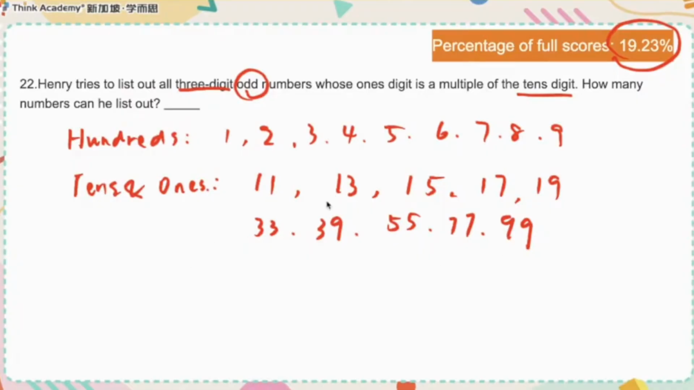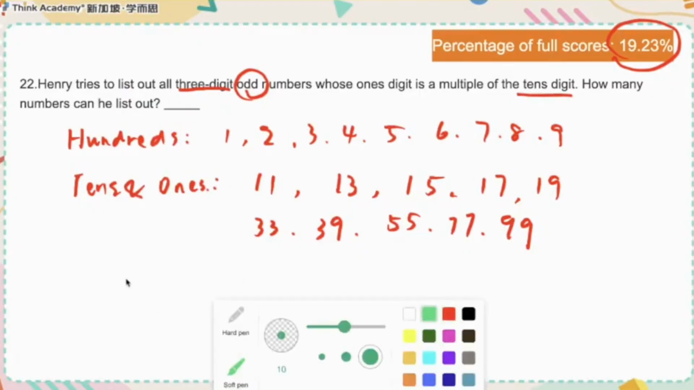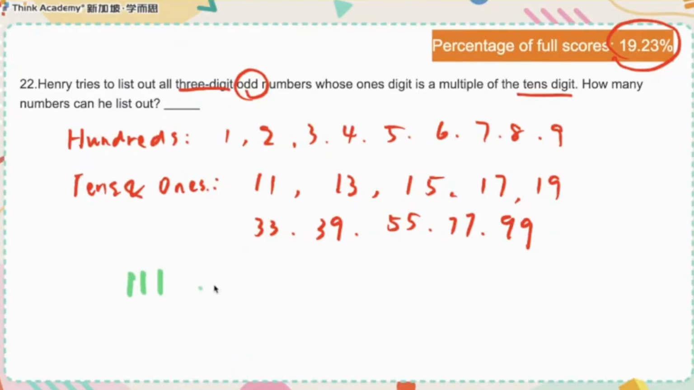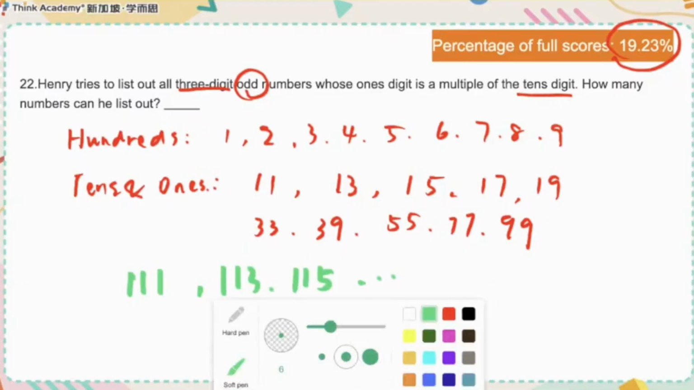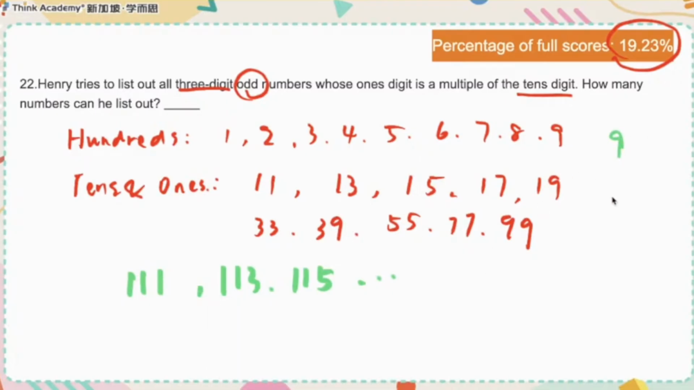There are how many pairs? 10 pairs, right? And we also know the hundreds place, there are 9 different options. So that could be 111, 113, 115. There could be a lot of combinations. You can try all of them after the class, right? Okay, so what we're gonna do is just to use the 9 options here, pair with the tens and the ones place. There are 10 different ways. So that would be 9 times 10 give us 90. So the answer is 90.